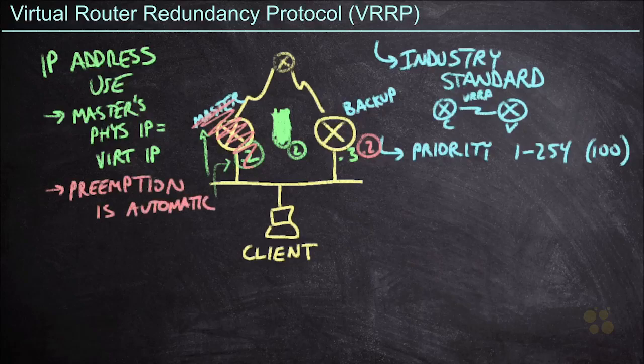We can't disable preemption because when this master router comes back online, it's going to have that virtual IP address configured as its physical IP. So we can't have the backup router trying to be .2 and the master router trying to be .2. That's just not going to work. So in this scenario, when the master comes online, it will automatically preempt the backup router.